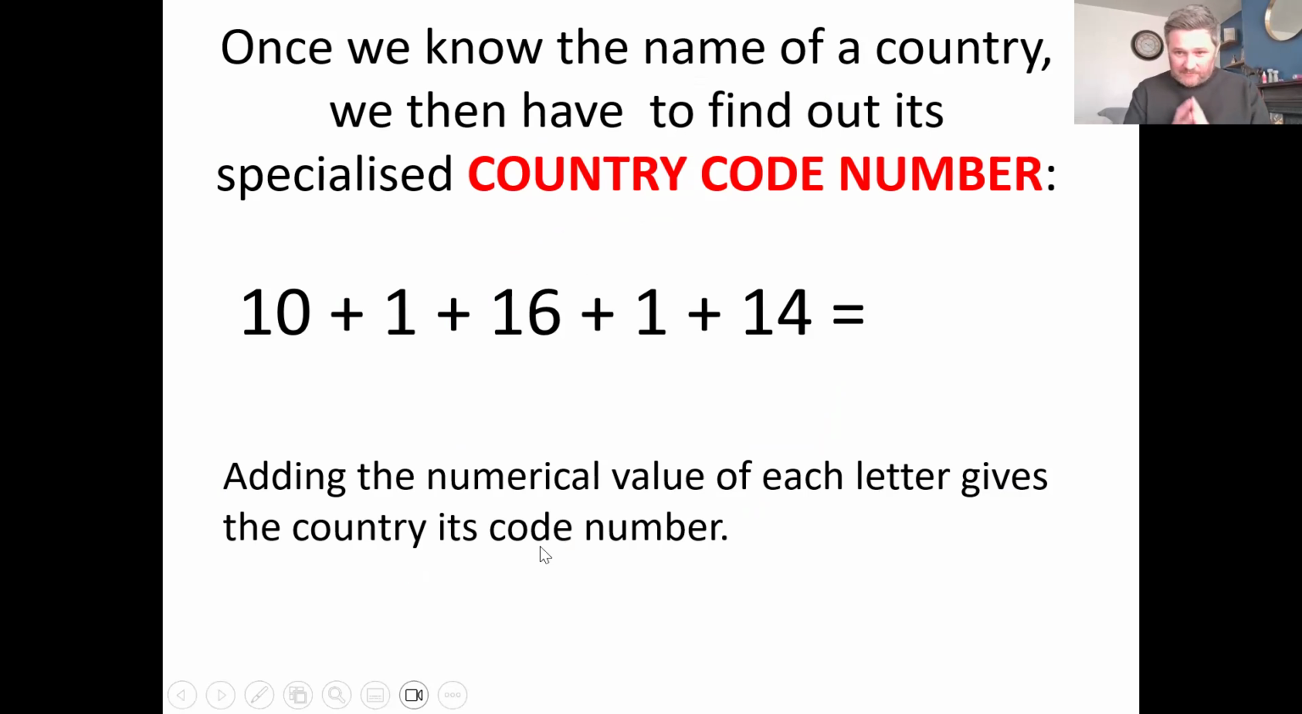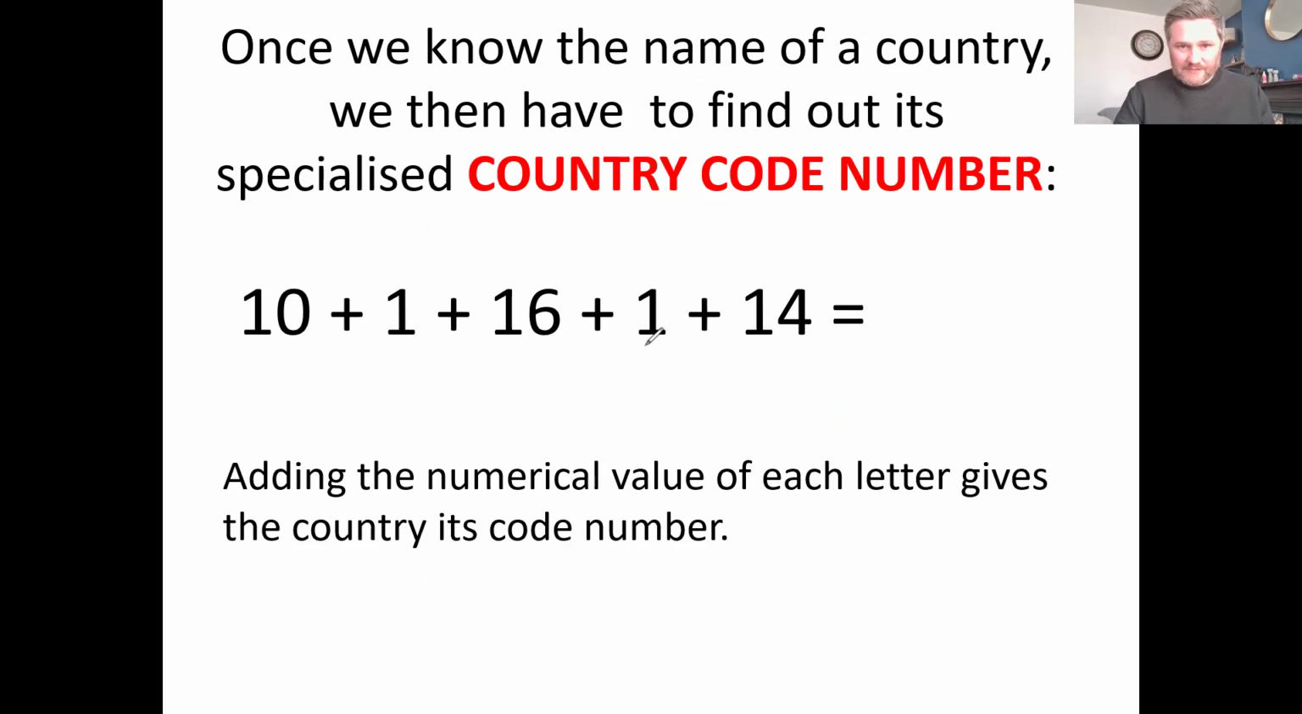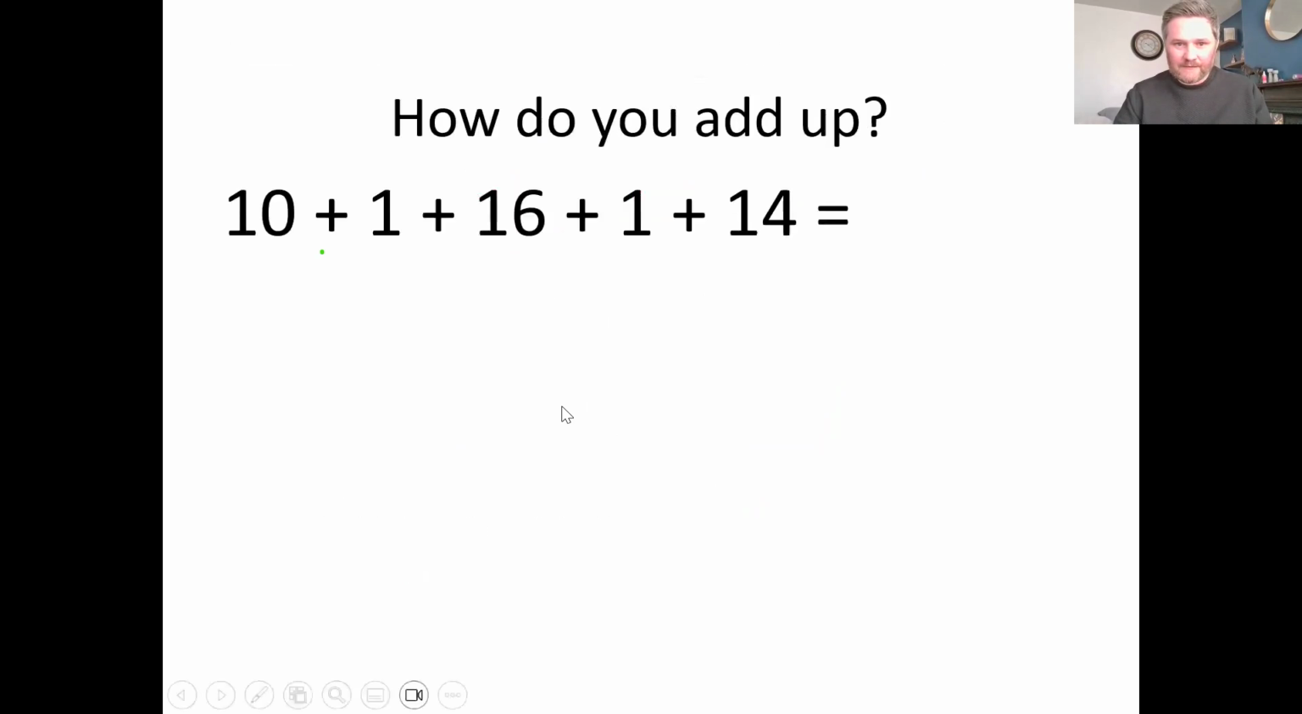But today, remember, guys, what I want you to do is think about the best ways to add up numbers. So we don't just want to go, right, 10, add 1, add 16, add 1. We actually want to find the quickest way to do it. So let me just show you my example.